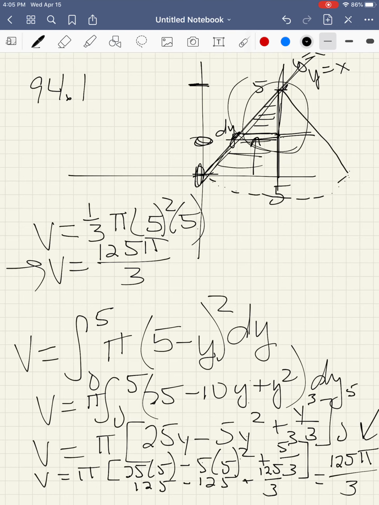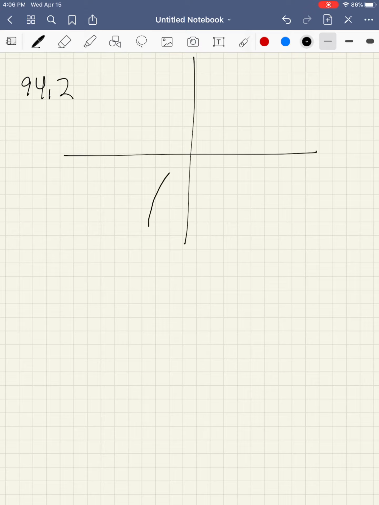One on page 482. It says region R is bounded by y equals x cubed. Okay, so x cubed is that curve that goes like this, the x-axis, and the line x equals 2. So this region right here: this curve, this line, and this line.